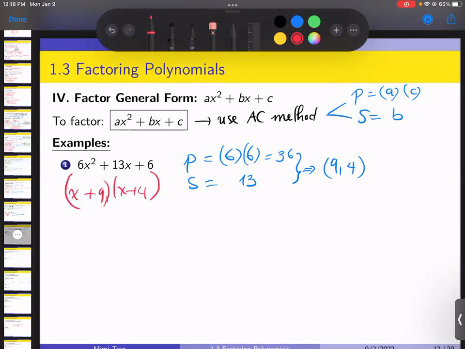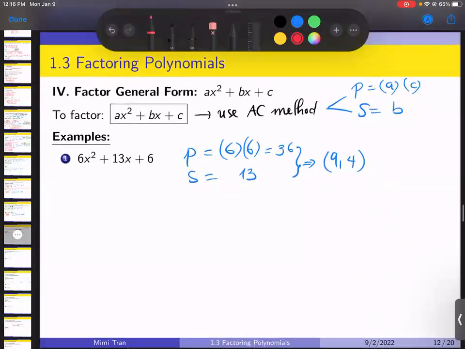Then, not quite, right? 9 and 4 is not even close, right? You don't have 6x squared, you have x squared. You don't even have 6, right? 9 times 4 is 36. So in this case, you cannot do guess and check like this. I'll show you how, but not like that, right? So let's first do the AC method thoroughly.